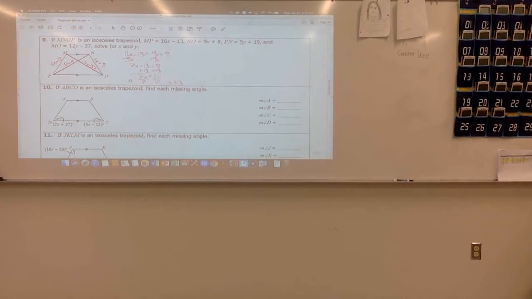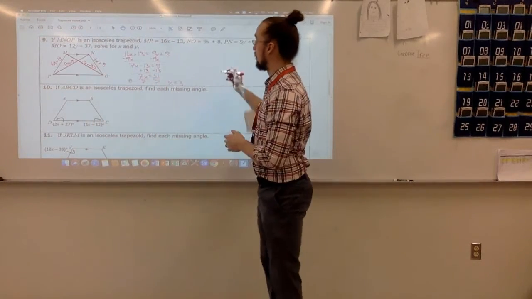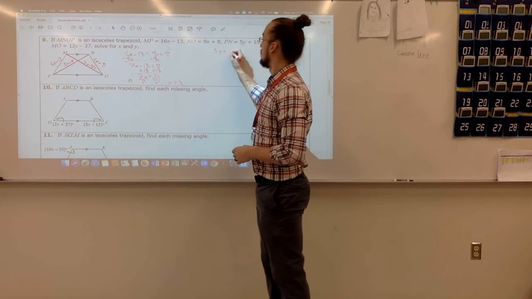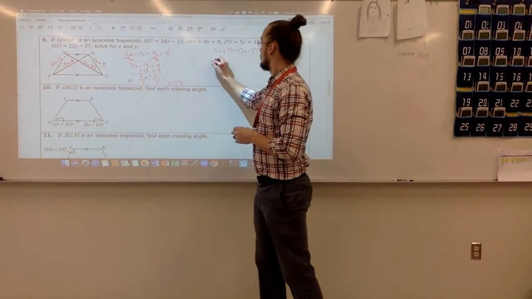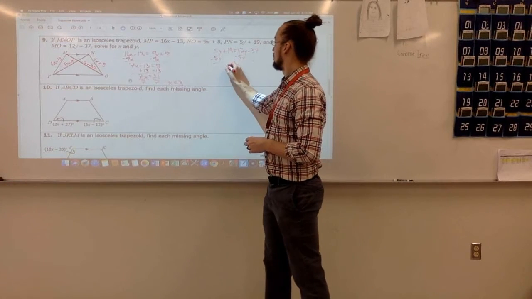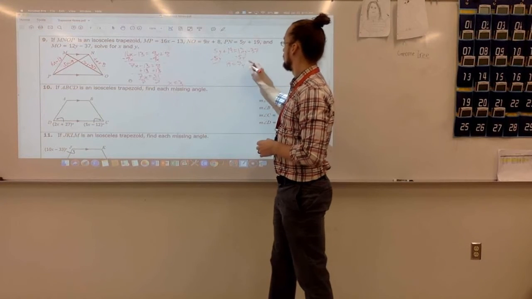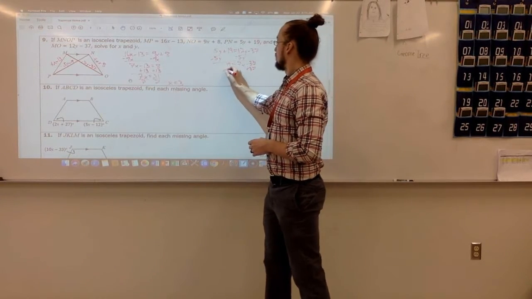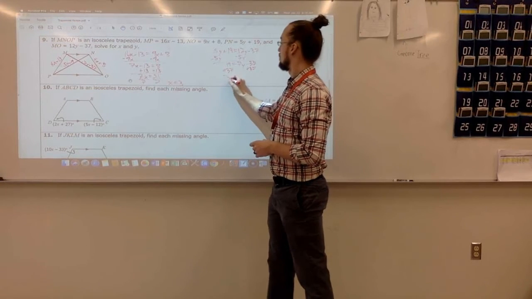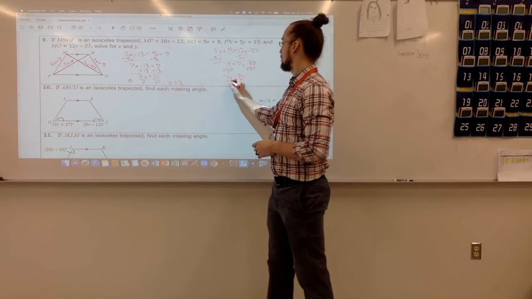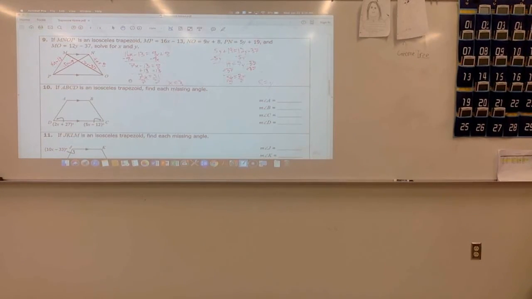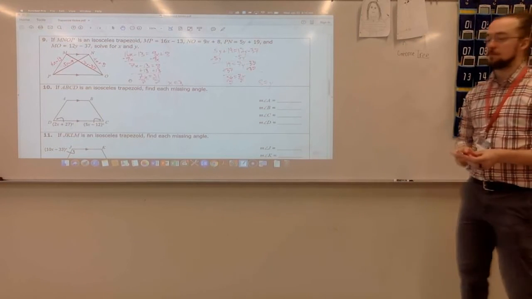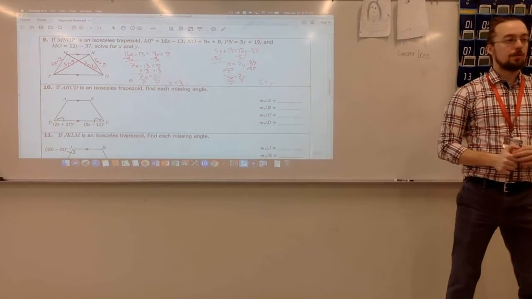How about solving for y then? Exactly, set them equal, because I know the diagonals in an isosceles trapezoid are congruent. So I can say 5y plus 19 equals 12y minus 37. Get the y's on one side. 56 equals 7y, divided by 7. You get that y is 8. You okay with something like that?